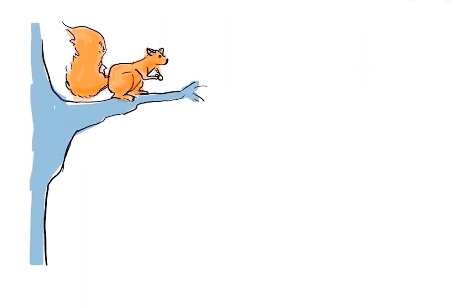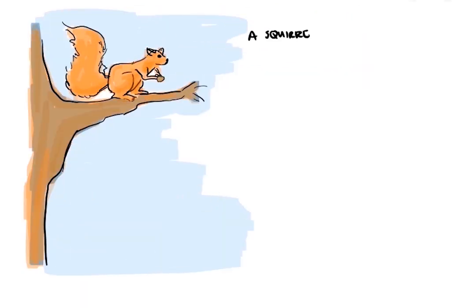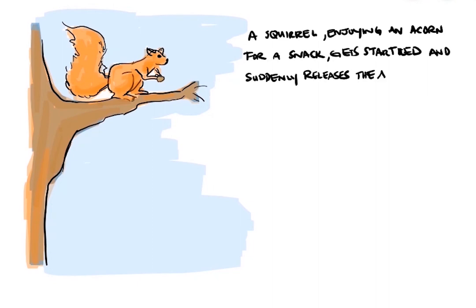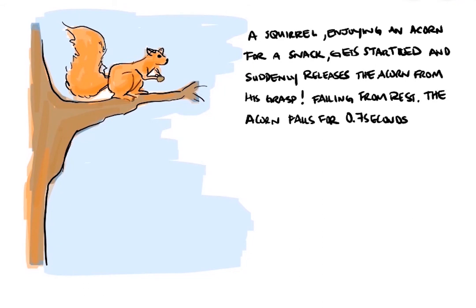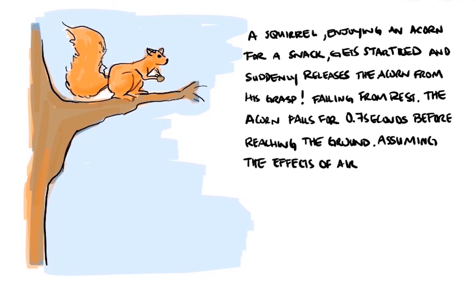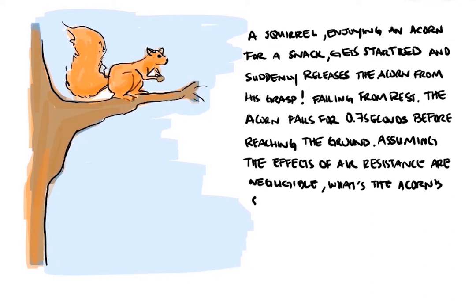A squirrel enjoying an acorn for a snack gets startled and suddenly releases the acorn from his grasp. Falling from rest, the acorn falls for 0.7 seconds before it reaches the ground. Assuming the effects of air resistance are negligible, what is the acorn's speed just before it hits the ground?